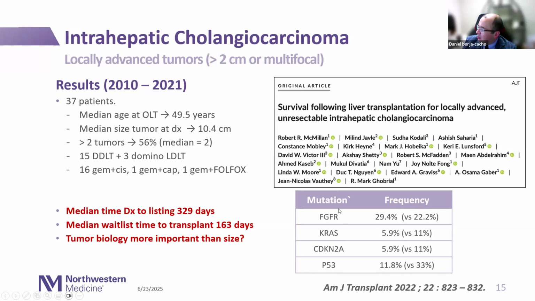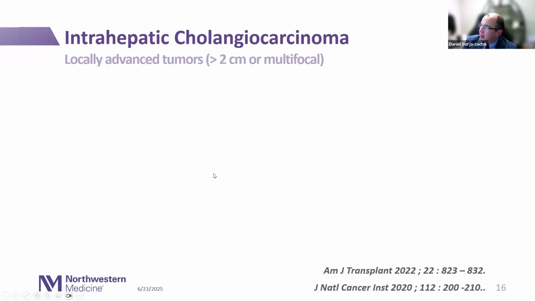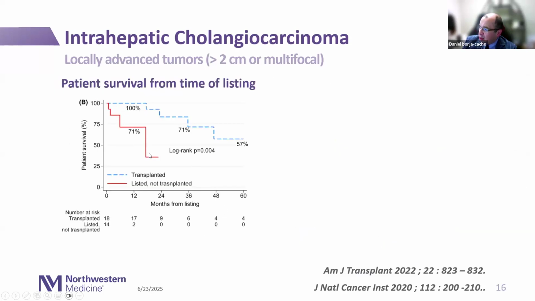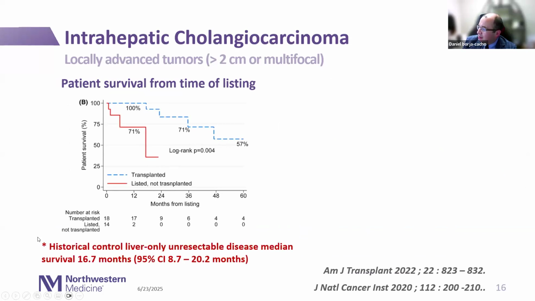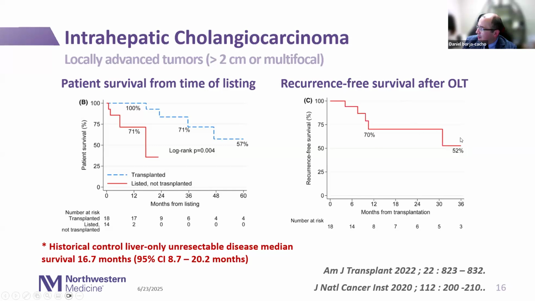And we can see that it was not uncommon that they found mutations. It was not significantly different, but they start talking about these mutations that I was mentioning before. They found that, as opposed to those patients that were not transplanted, and all of them were dead after 2 years, 57% survival after 5 years, compared to historical controls in patients unresectable, that is 16.7 months. And the recurrence-free survival for these patients that were transplanted was 52%.